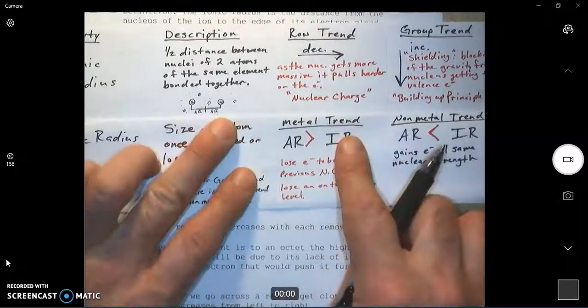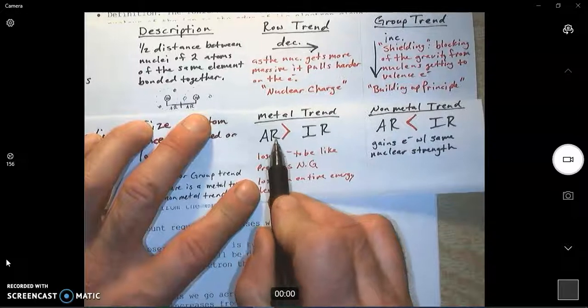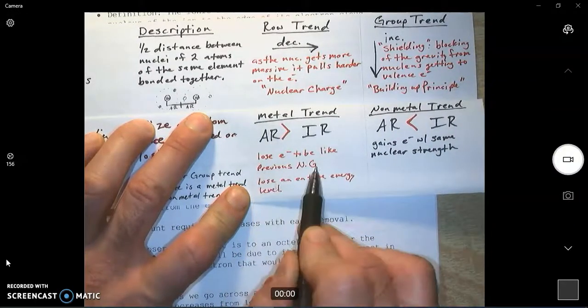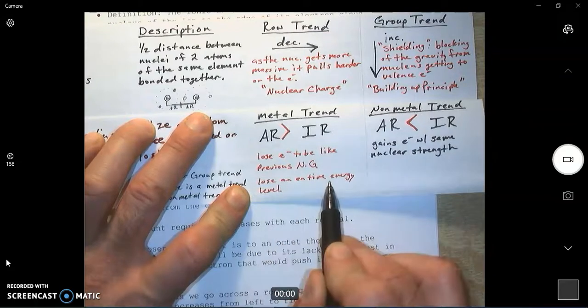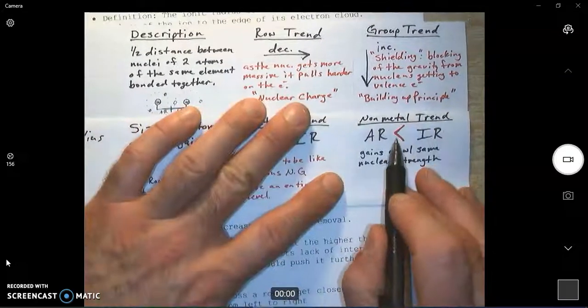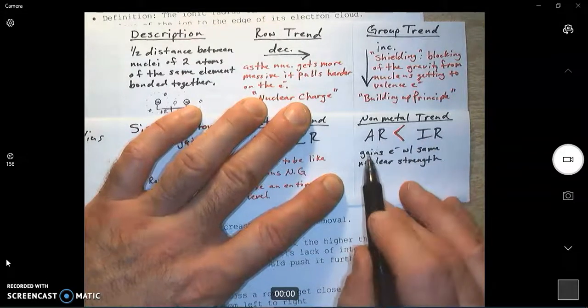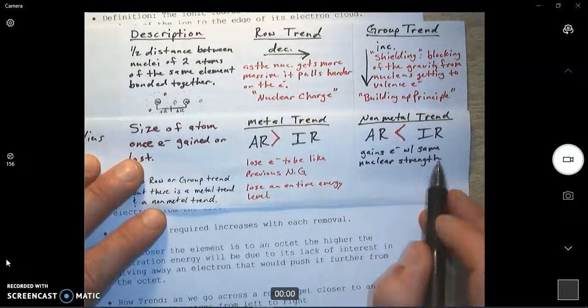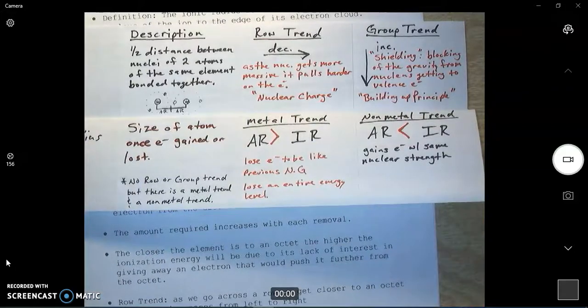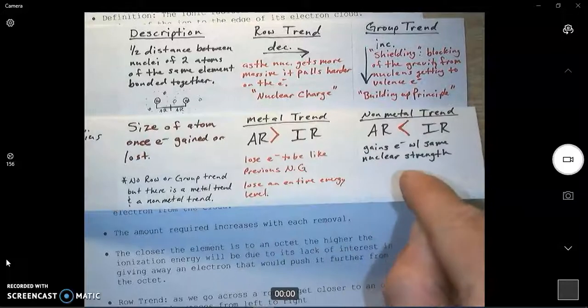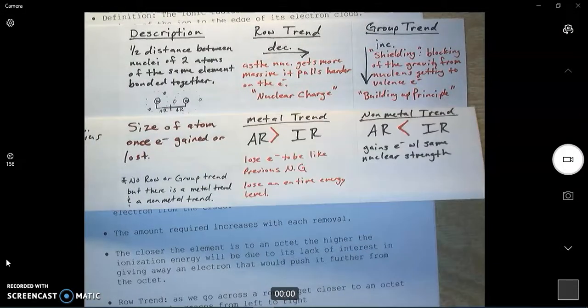The metal trend is that the atomic radius is bigger than the ionic radius because we lose electrons to become like the previous noble gas. They lose an entire energy level. Nonmetals, their trend is the ionic radius is bigger than the atomic radius because they gain electrons with the same nuclear strength that can't be held onto as tightly. So think of it this way. Metals shrink when they ionize. Nonmetals grow when they ionize.